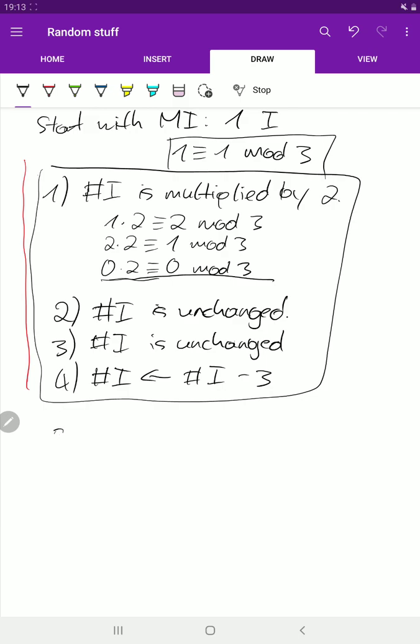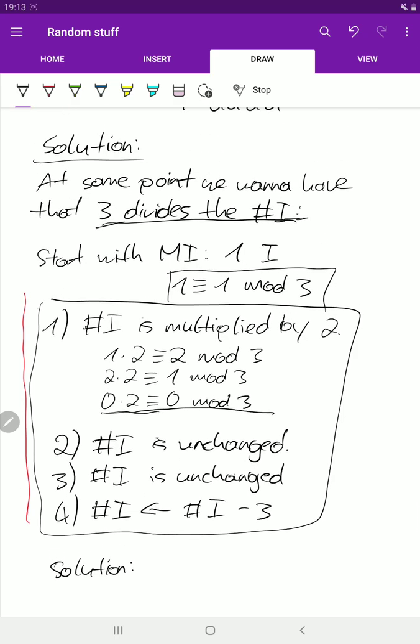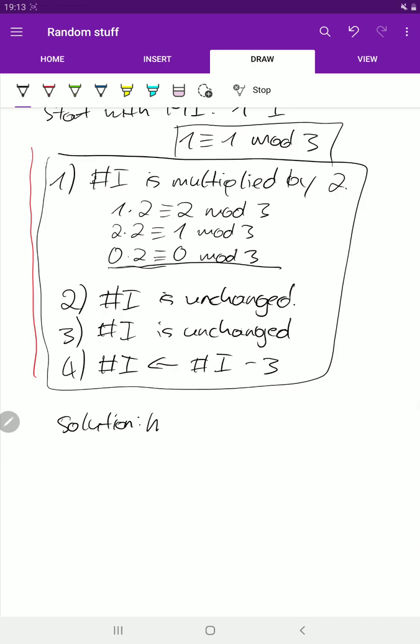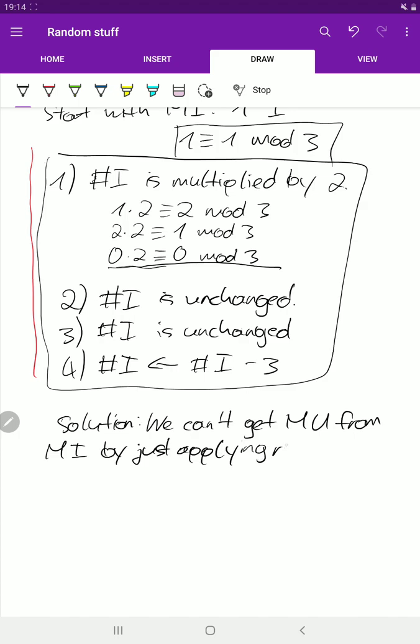So the solution is, with this analysis here, we get that we can't get mu from mi by just applying rules 1 to 4. So actually it's not possible. So don't worry if you have tried to solve it and you didn't find a solution. There isn't a solution. So that's it for today.